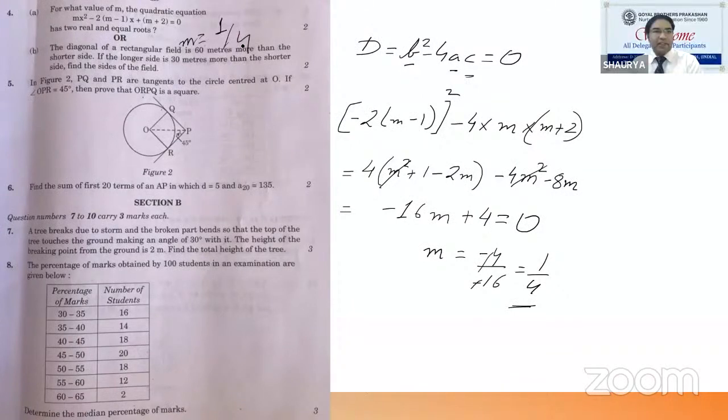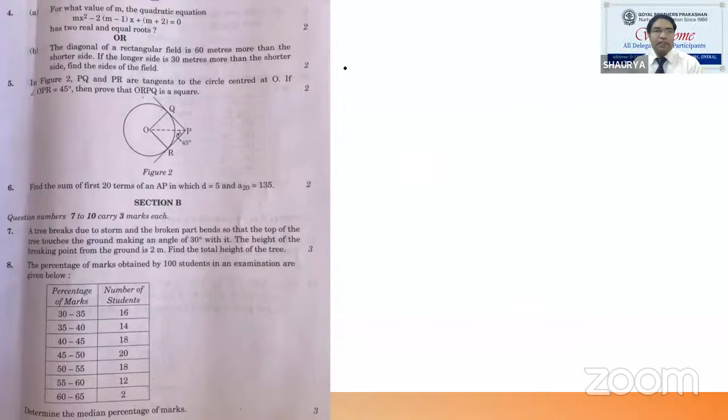You can go to the next part of the fourth question. It's again on quadratic equation here. The diagonal of a rectangular field. So let's have a rectangle first. Let's say its length is L, its breadth is B. The diagonal of a rectangular field is 60 more than its shorter side. So let's say D is the diagonal; it says the diagonal is 60 meters more than its shorter side, that being B in our case.